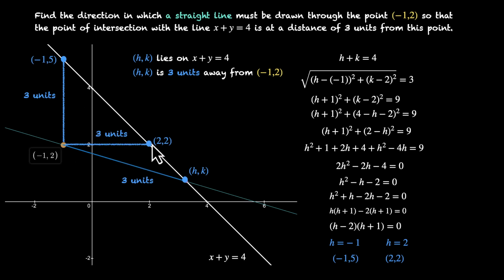Both of these points are 3 units away, which means if we want to find the direction in which this line must be drawn, we can say that the direction is either parallel to the x-axis or parallel to the y-axis. Any of these will work. Both of these are valid solutions. Both of these points lie on this line and they are 3 units away from this point minus 1 comma 2.